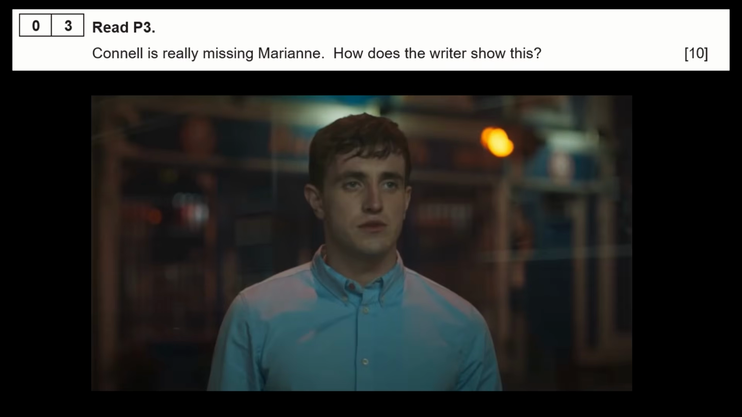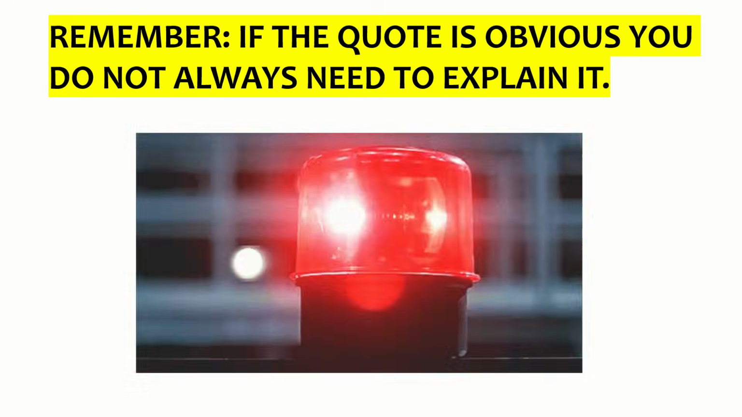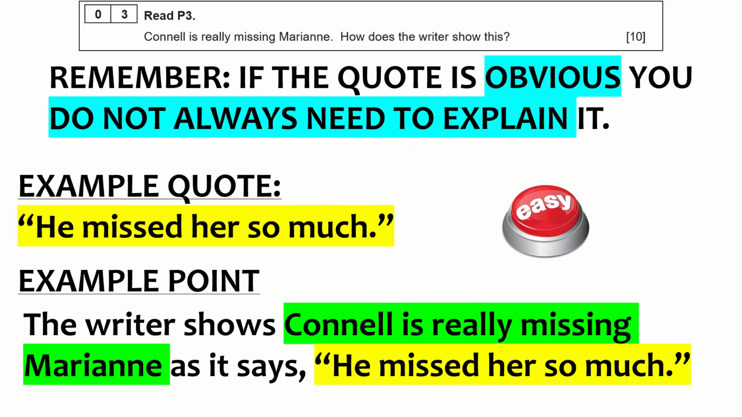So the question is, Connell's really missing Marianne. How does the writer show this? And again, if the quote is obvious, you don't always need to explain it. If the quote was, he missed her so much, you can literally put, the writer shows Connell's really missing Marianne, as it says, he missed her so much.